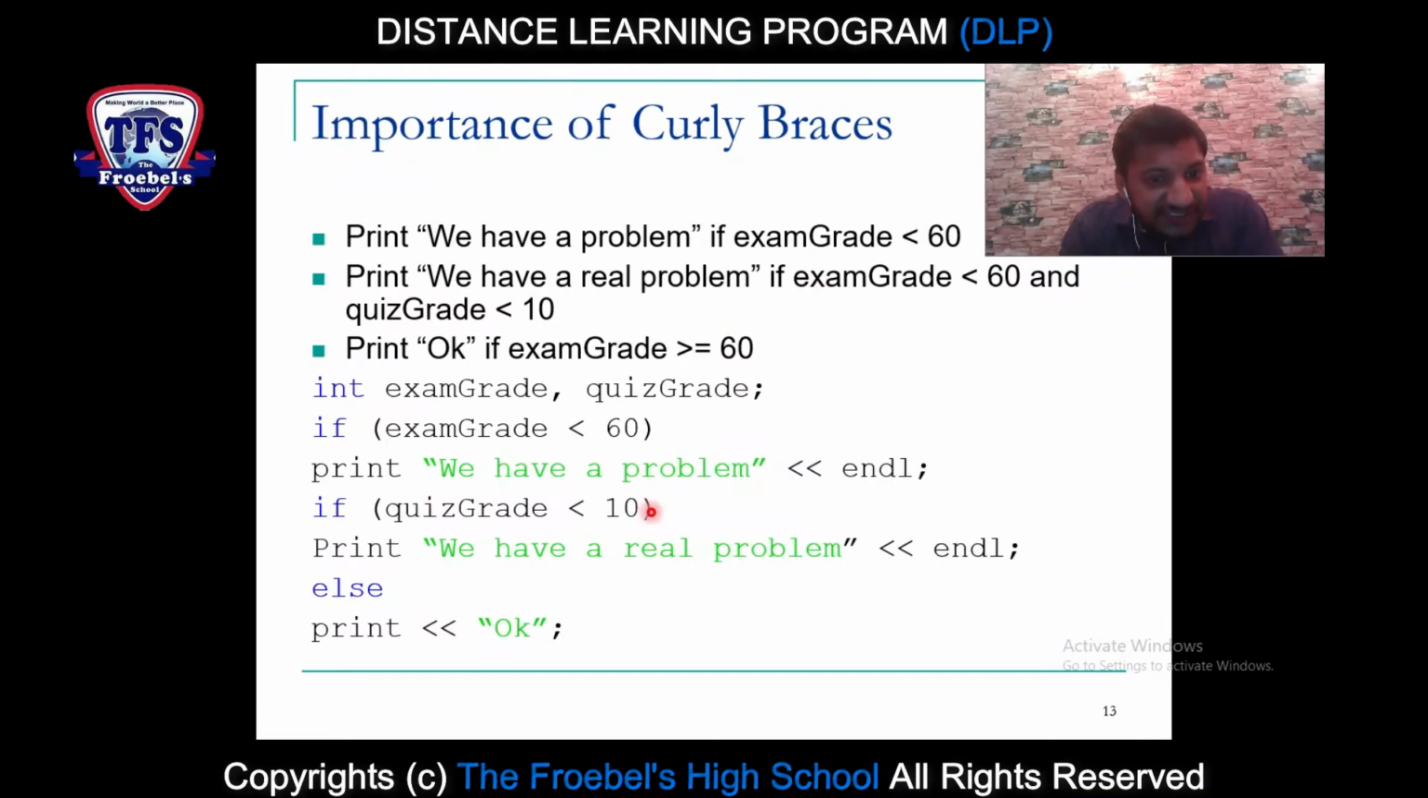Now if quiz grade is less than 10, then we have a real problem, which means if both the conditions are true, then print we have a real problem, else print OK. Now what does it mean? It means that if this condition is true, this will be printed. If both of these conditions are true, then we have a real problem. And if only this condition is true, then print OK will be printed. Which means if any of these conditions becomes false, then OK will be printed in the else statement. Got it?